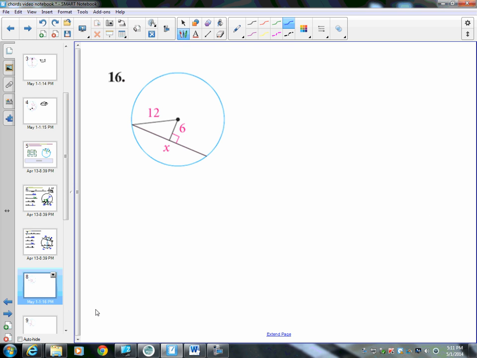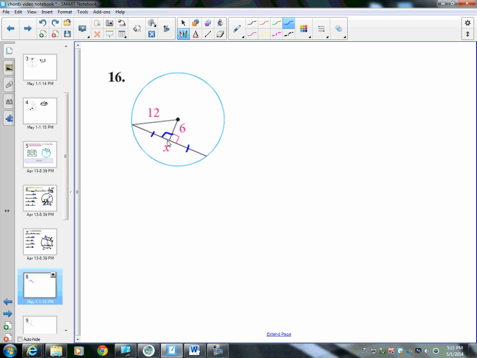Next question, this is on our homework, it's number 16. It's asking us to find the entire chord X. So how do we do this? The first thing we notice is this little segment is 6. It tells us it's a right angle. These are perpendicular to each other, meaning the chord is cut in half. Each of these are congruent. We also know the radius right here, or the hypotenuse of this right triangle, is 12. Since I know two sides of a right triangle, I can use Pythagorean Theorem to find the third.